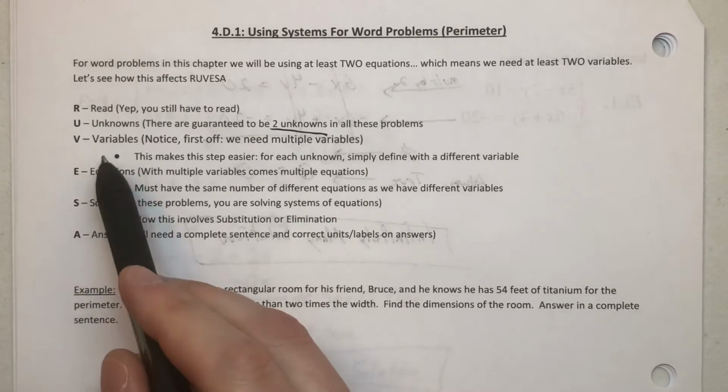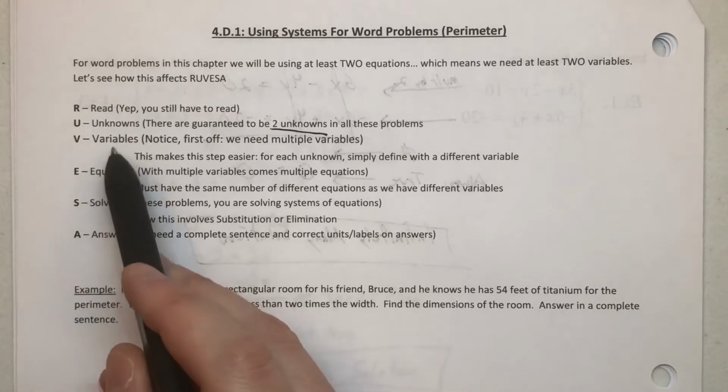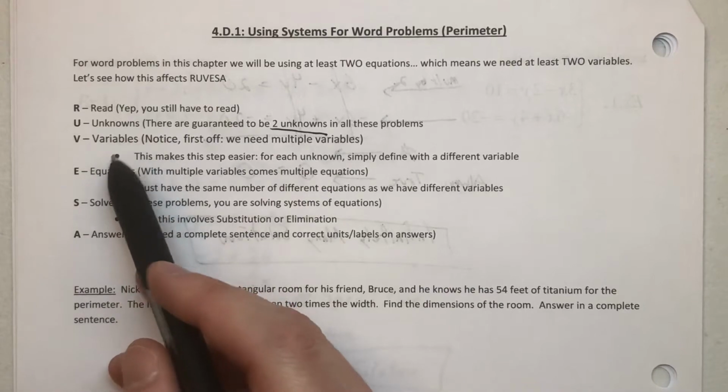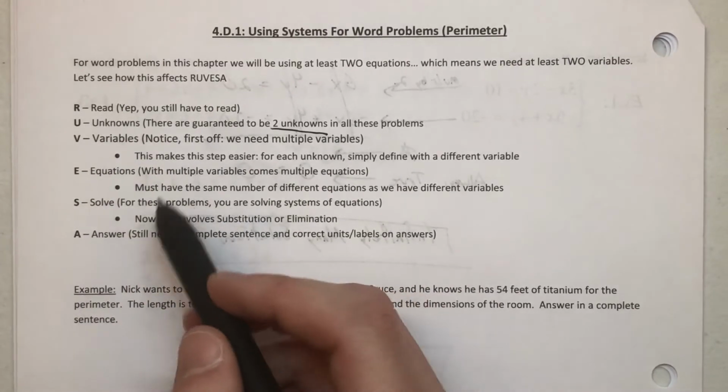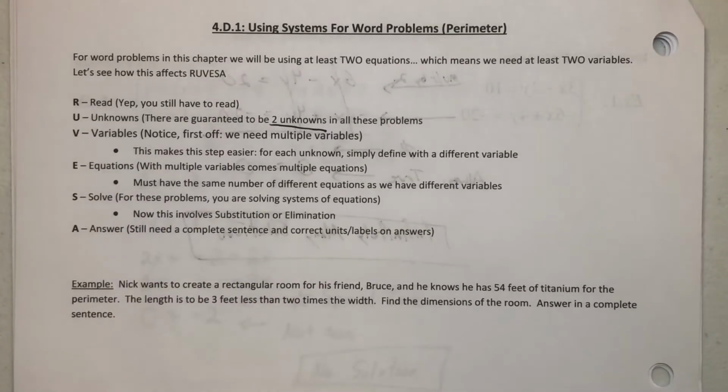In chapter 4, when you're using this V step of variables, you'll have listed your 2 unknowns, and then we will immediately just give each unknown a different variable. I'll always stick with X and Y. But there'll be very little thought, very little time spent on this V step.